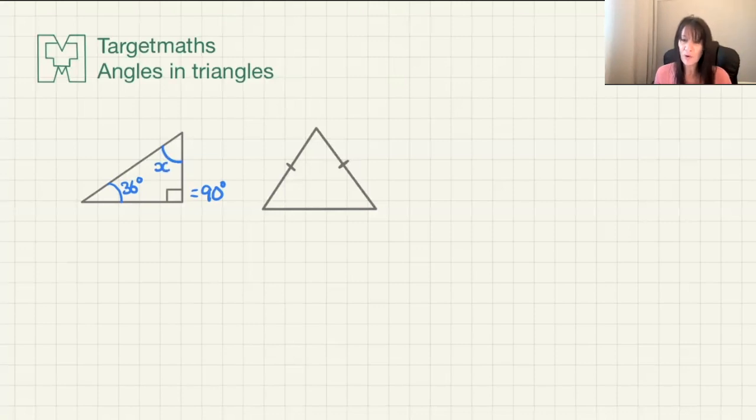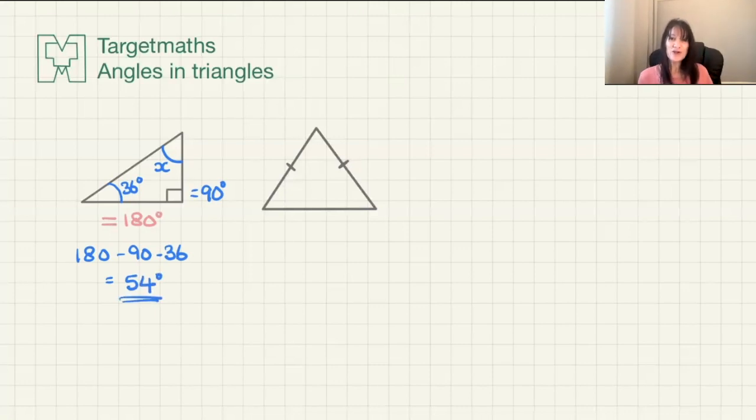So you need to draw on that fact, draw on that knowledge that triangles will always add up to 180 degrees. And then what you do is take the 180, it's like your magic number, take away the angles they've given you, the angles you know, and that will help you work out the angle you don't know. So X is 54 degrees.